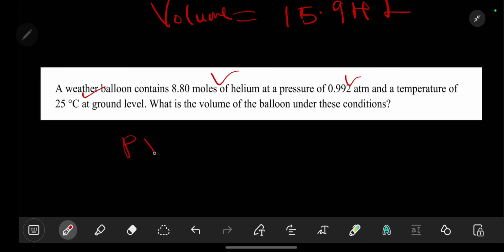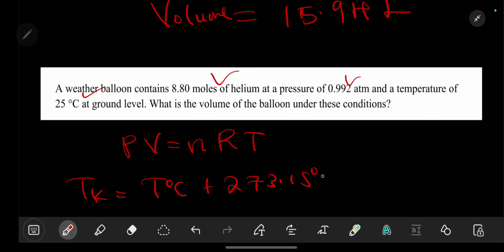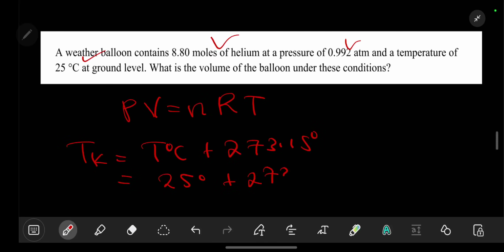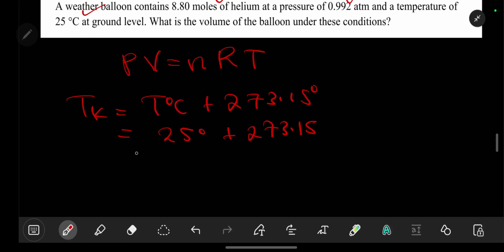Knowing that the ideal gas law is PV equals nRT, we need to check: is the temperature in kelvins? To convert the temperature to kelvins, remember how we convert: temperature in kelvins equals temperature in degrees Celsius plus 273.15. So the temperature is 25 degrees plus 273.15.